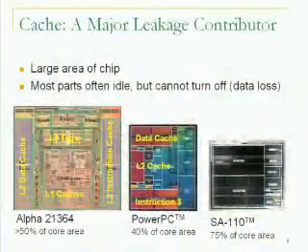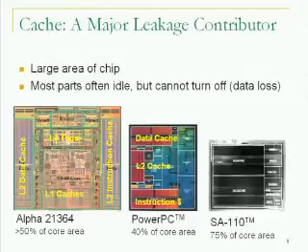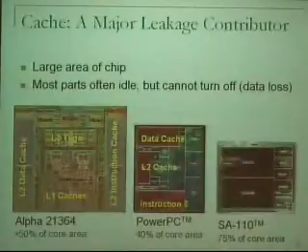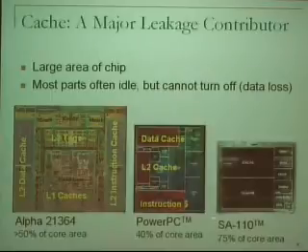Okay. The other point is, this is what I said. I will talk about cache and why leakage is so important in that. As you see in most processors, whether it would be a high-performance processor such as Alpha or embedded processor such as PowerPC or StrongARM, a large part of the chip consists of cache. You see 40%, 75%, over 50%.